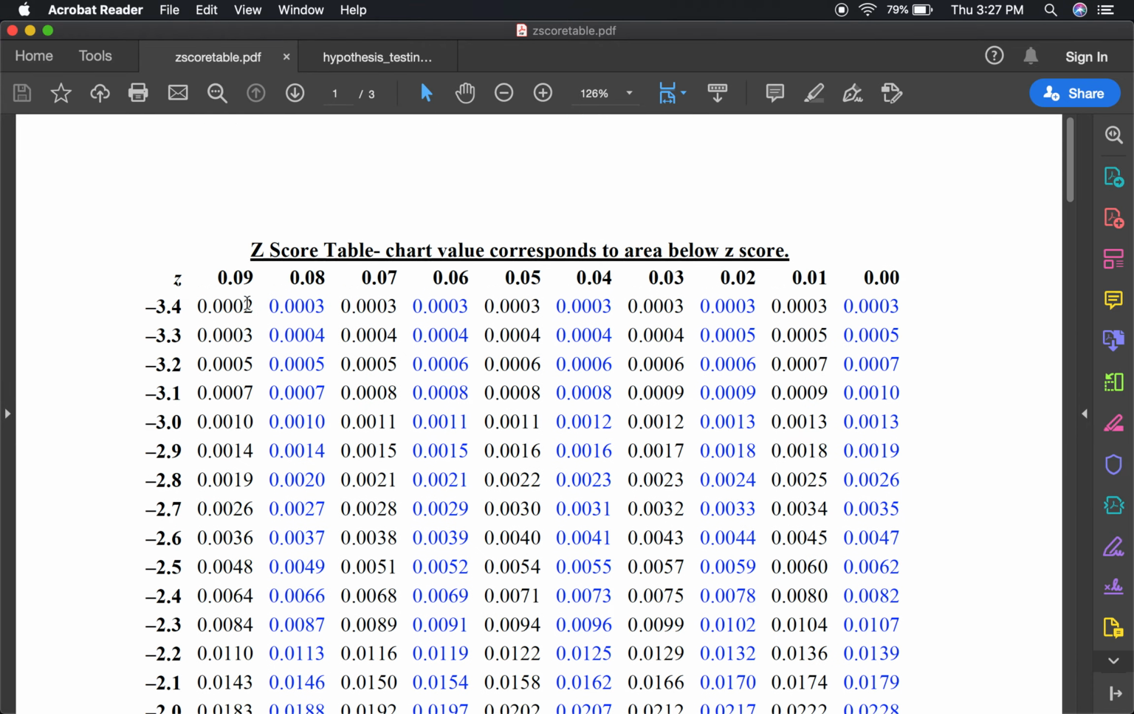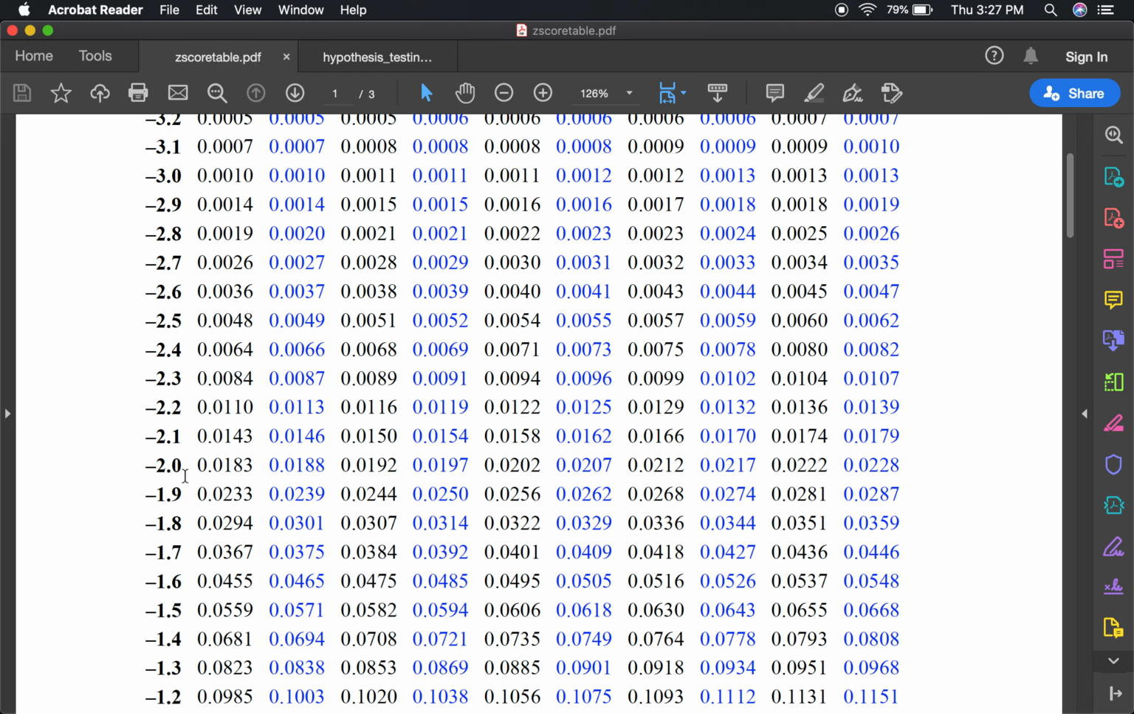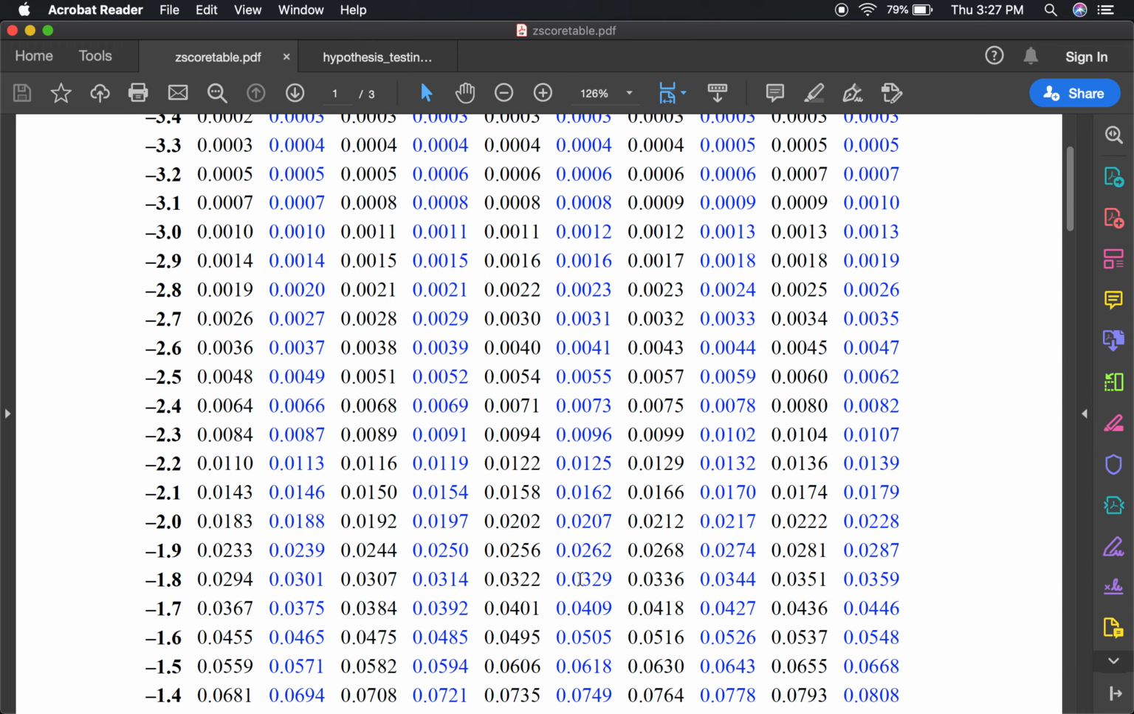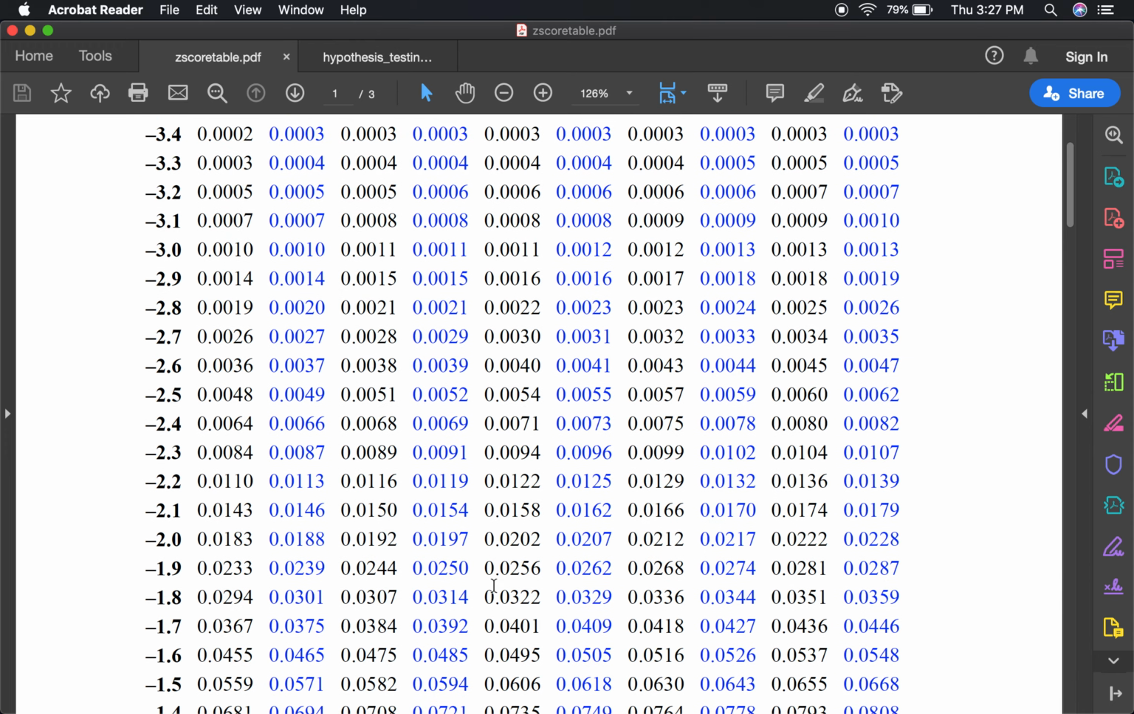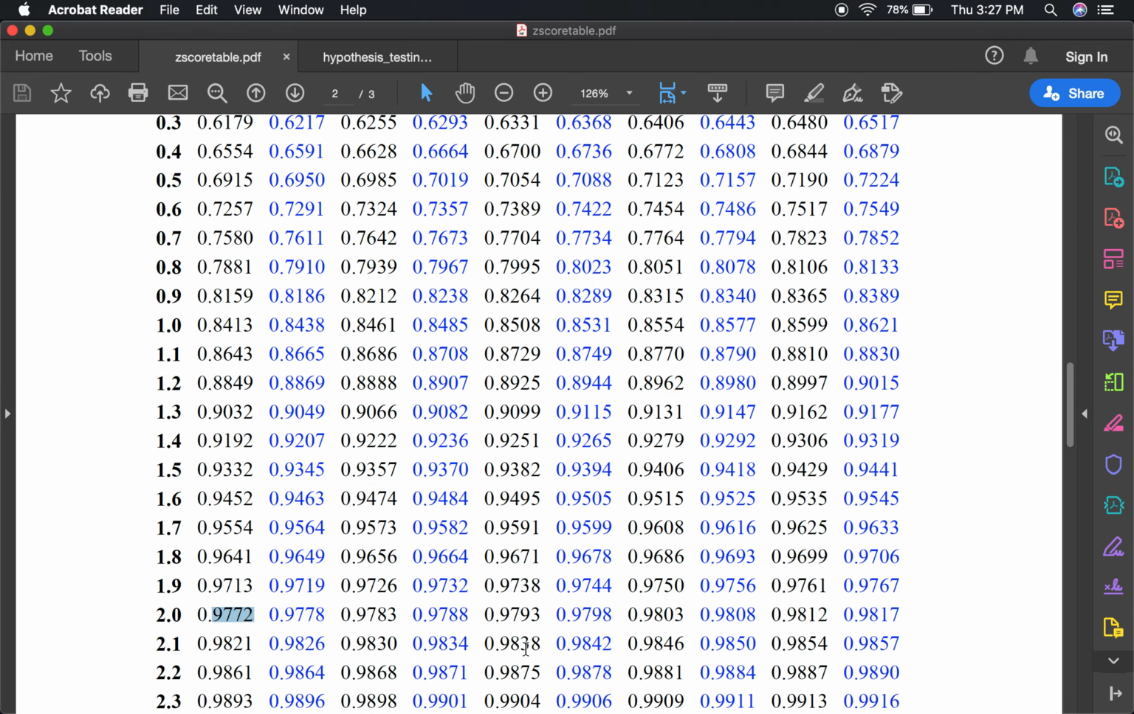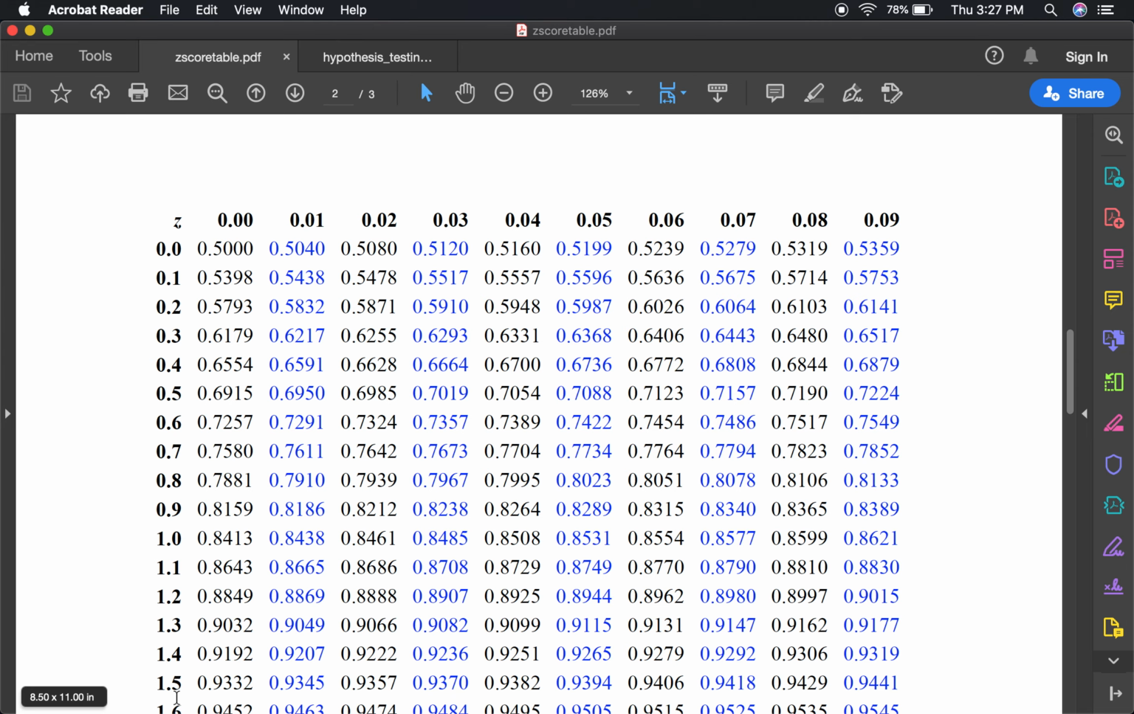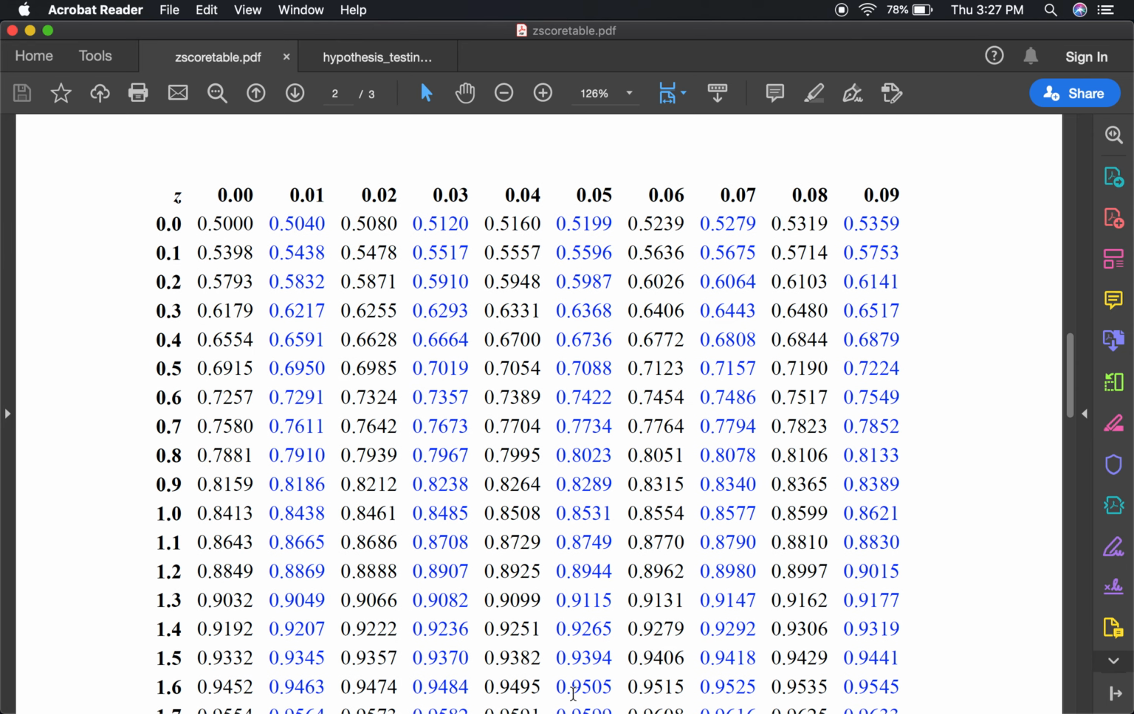We'll start with minus 1.65. I go to row minus 1.6, column 0.05, and I get about 5%. So about 5% of the time, I'm going to get a z-score less than minus 1.65. And then if I go to positive 1.65, row 1.6, column 0.05, about 5% of the time, I'll get a z-score higher than this. 5 plus 5 is 10. So 10% of the time, I'll get a z-score that's further away from 0 than minus 1.65 or positive 1.65.